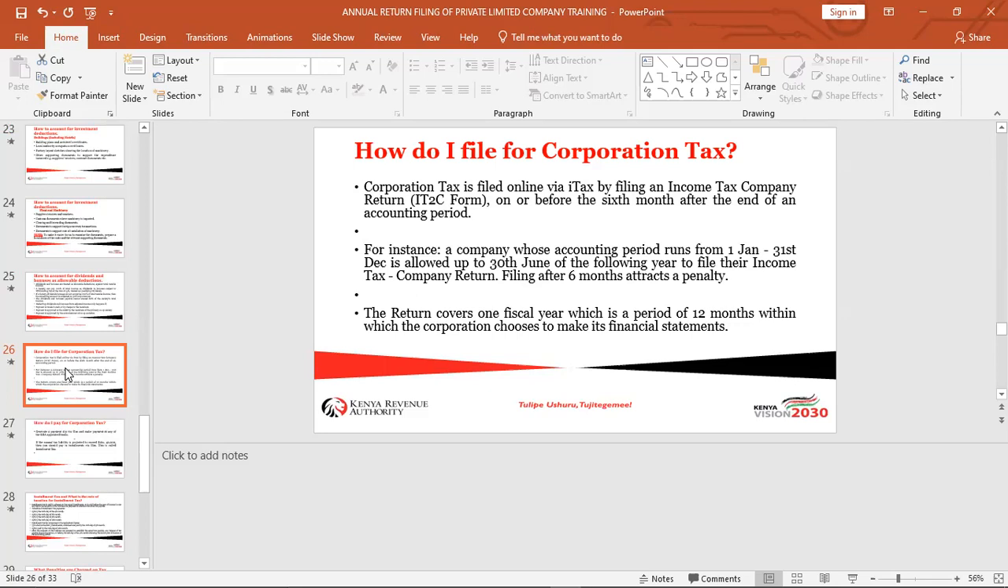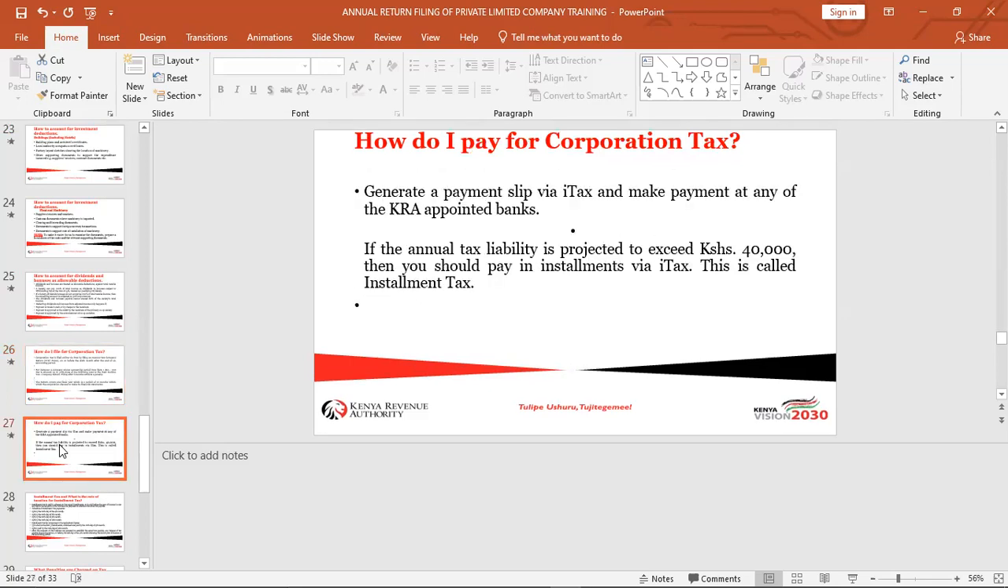Filing after 6 months attracts a penalty. If you don't file, there is a penalty that you are going to pay, which is very heavy. The return covers one fiscal year, which is a period of 12 months within which the corporation chooses to make its financial statements. You can choose, but it should be 1 year. Most companies have their accounting period from 1st January to 31st December. After doing that, make sure you file in the 6th month of the following year, that is before 30th June. Then how do I pay for corporation tax?